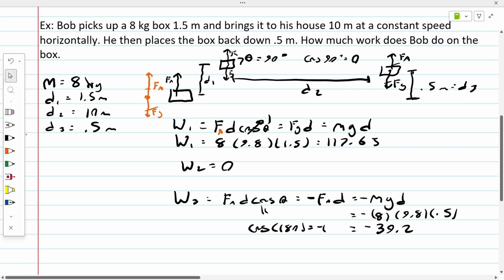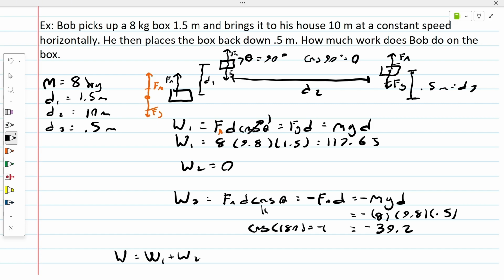And so now we want to find the total work. So we can just simply add up all the works. And so we can plug in what we got. So we got 117 for the first one, we know the second work was 0, and we can subtract that last work. And so the final work will be 78.4. And so you can notice that it only depends on this initial and final position of the box relative to the vertical, because he's only doing forces applied in the vertical direction.